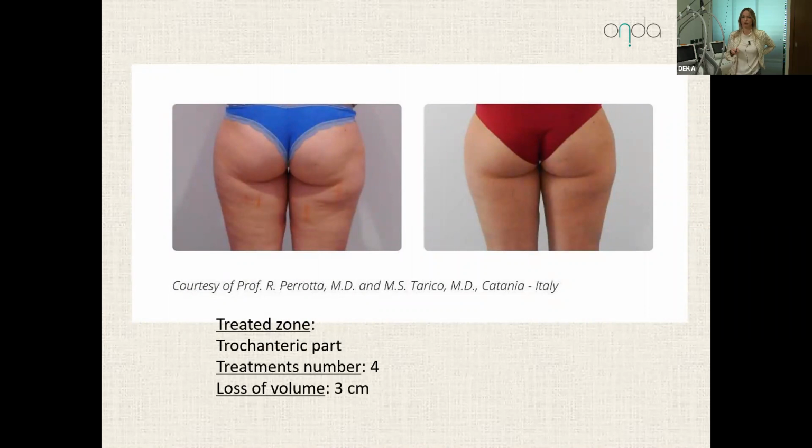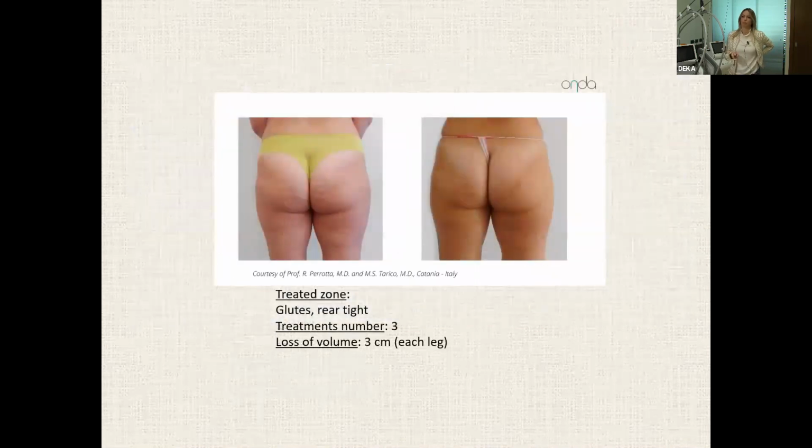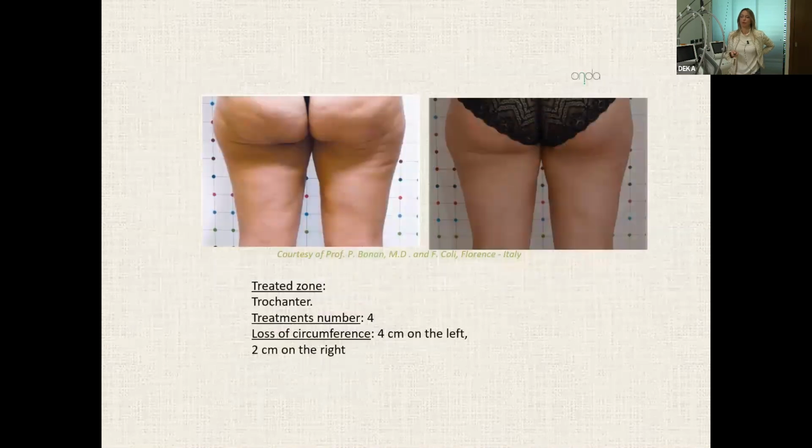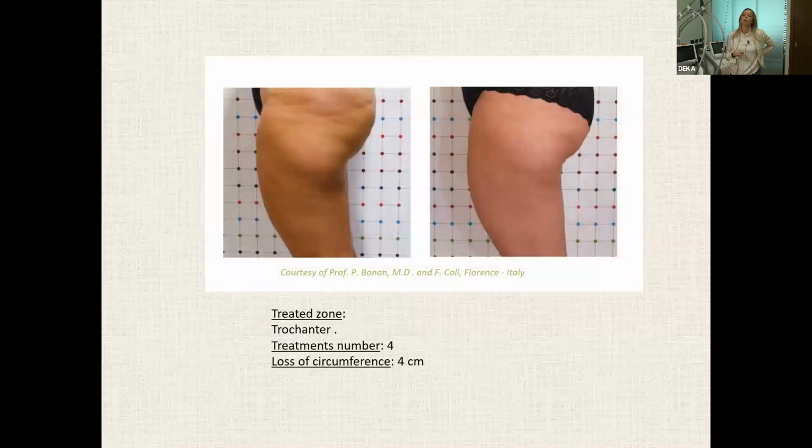Fats, so here we started with shallow handpiece, one treatment. When the tissue became softer, we used deep handpiece. Three treatments. Four treatments for hair, a very bad asymmetry from the right and left side. She lost 4 centimeters on the left and 2 centimeters on the right. One quadrant on trochanteris area, she's the same patient.